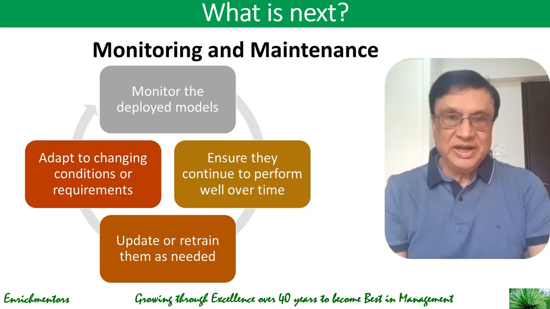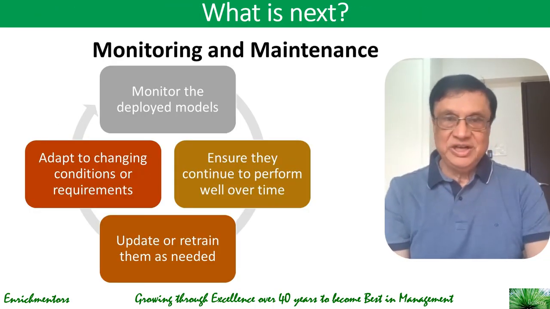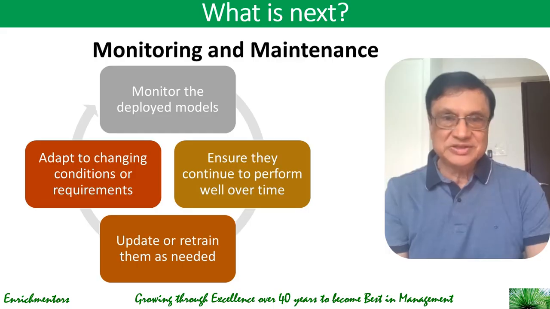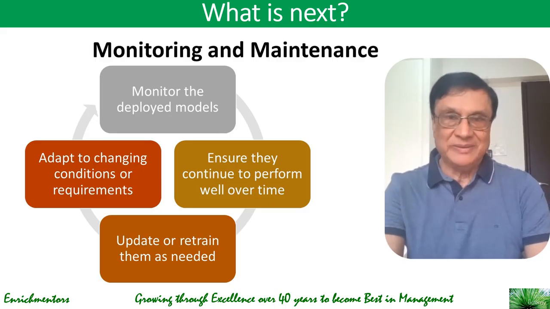Having looked at how to deploy the model in some detail, what do we do next? We now come to the stage of monitoring and maintenance of the system after deployment. We will look at the four steps of monitoring and maintenance: how to monitor the deployed models, ensure that they continue to perform well over time, update and retrain them as needed, and adapt to changing conditions or requirements. That's what we will cover in the next section, in a few lectures.